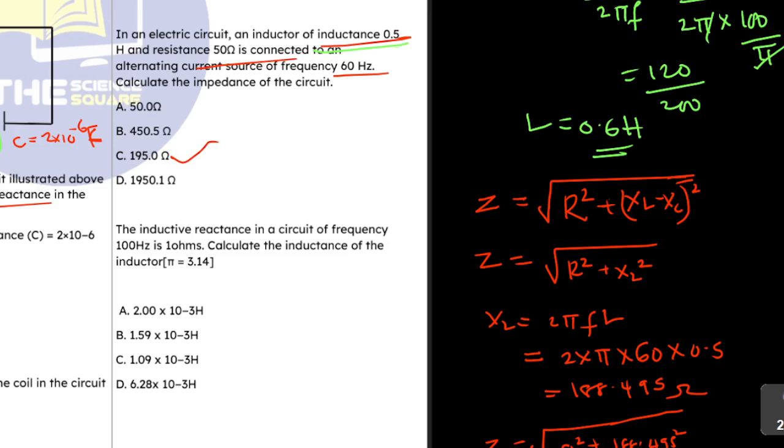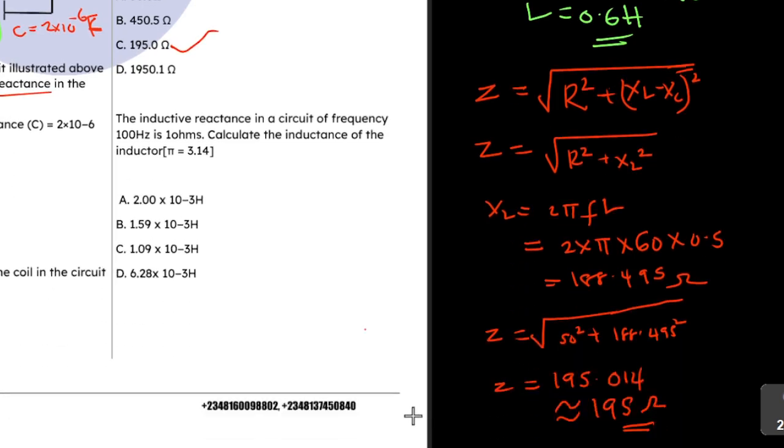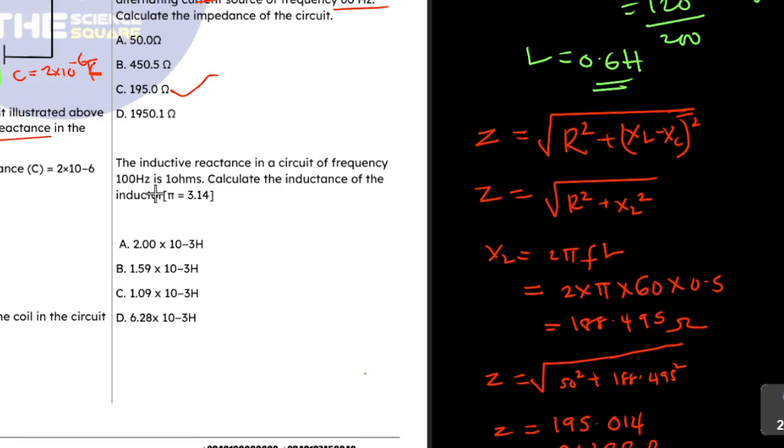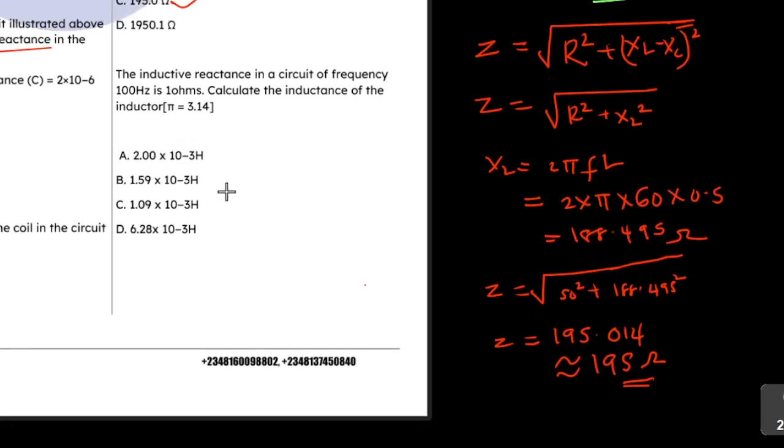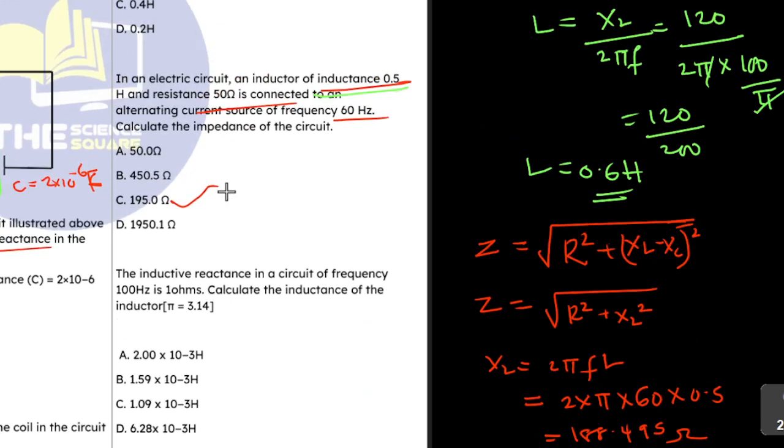Let's quickly go through. I believe this is very clear. It's a very straightforward question. In fact, if you are familiar with it, you might not need to write too much. Just punch into the calculator 2 pi times 60 times 0.5. You get that, you square it. After squaring it, you add the square of 50 to it, then you take the square root of the answer. You get your answer straight up, no stress.